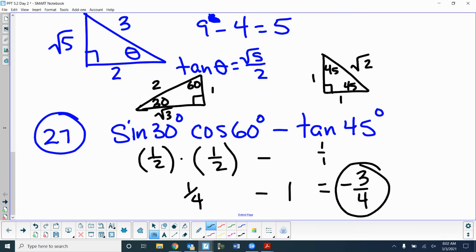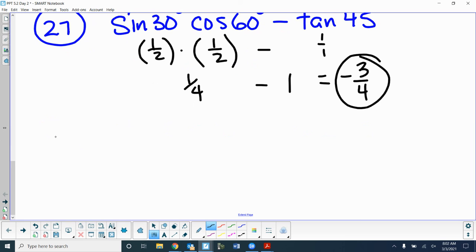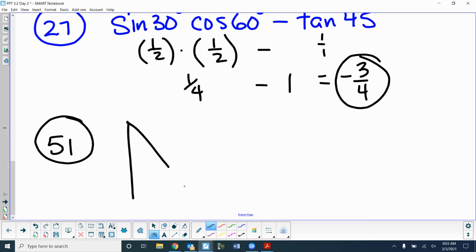All right, the last one, some of you forgot that there was a number 51, a word problem. It says a 12-foot ladder is resting against the wall. So here's my wall. The ladder's resting against it, leaning against it. And it told me it was a 12-foot ladder, right? So I know how long that is. So I have a right triangle.